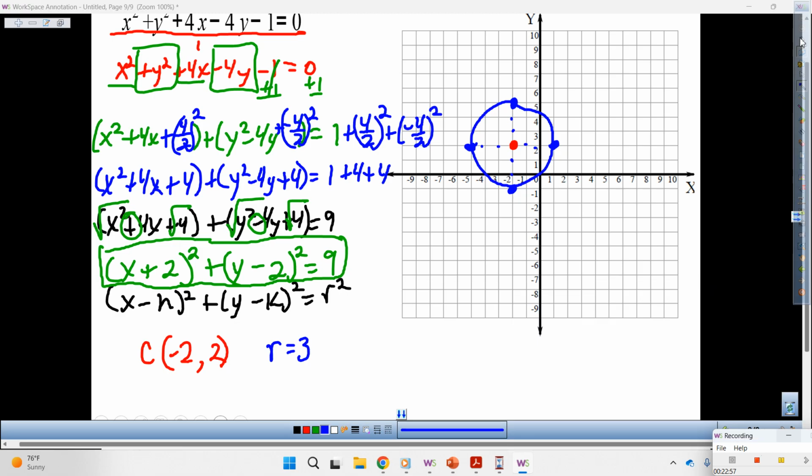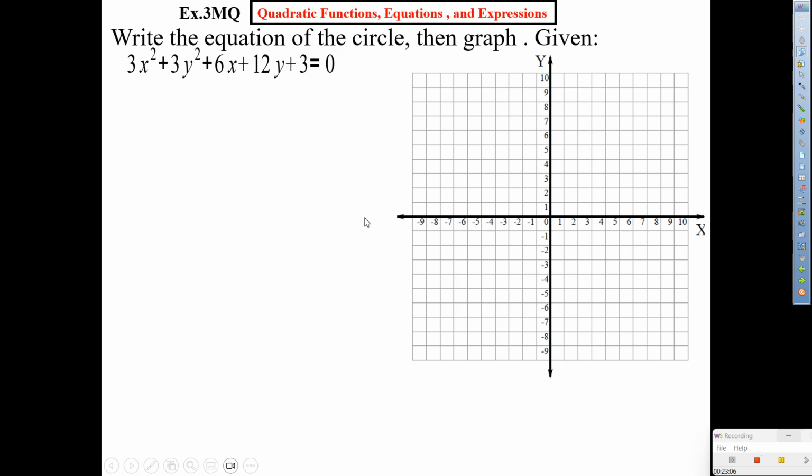All right, let's do another one. Here we go. Plenty of practice today. Copy this one. Example 3 mega cube. Equation given: 3x squared plus 3y squared plus 6x plus 12y plus 3 equals 0.